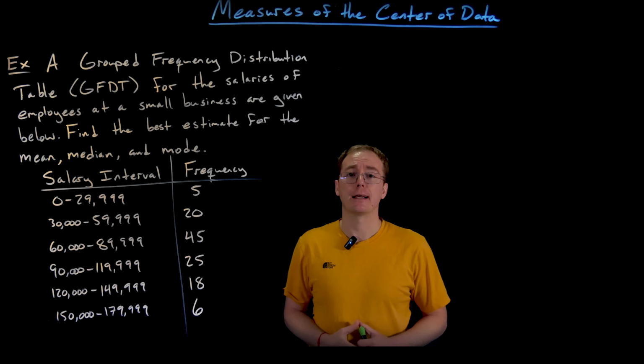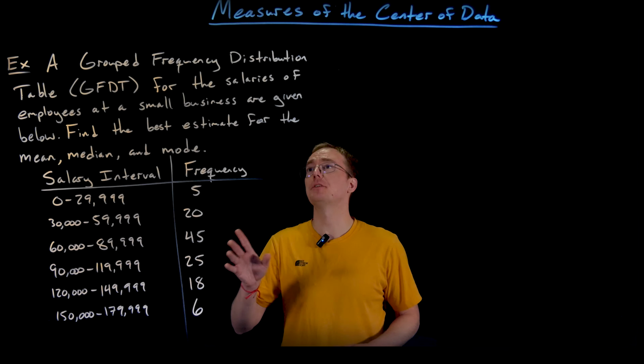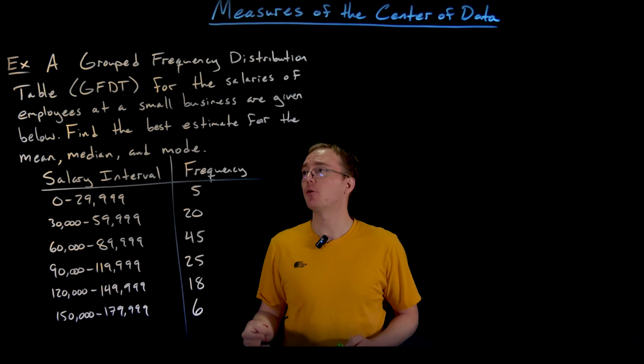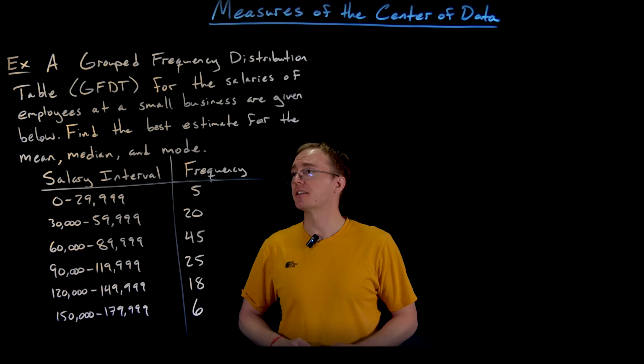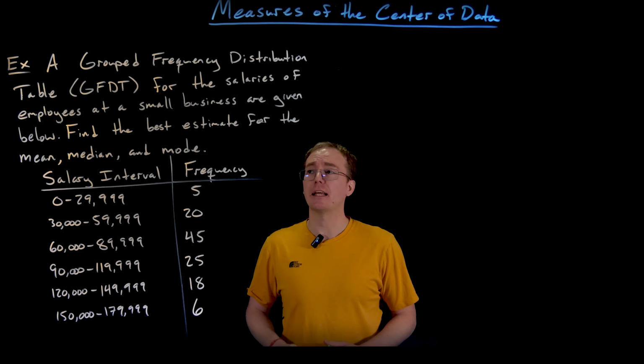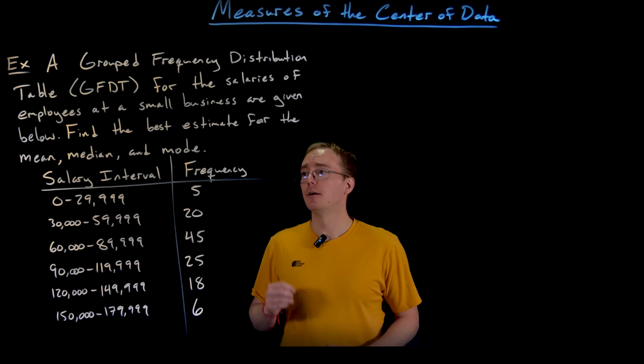Hello everyone, welcome back. In this example, we're looking at a grouped frequency distribution table, or a GFDT, for the salaries of employees at a small business. That's the data entered into this table below. And using this data, we want to find the best estimate for the mean, the median, and the mode when it comes to these employees' salaries.